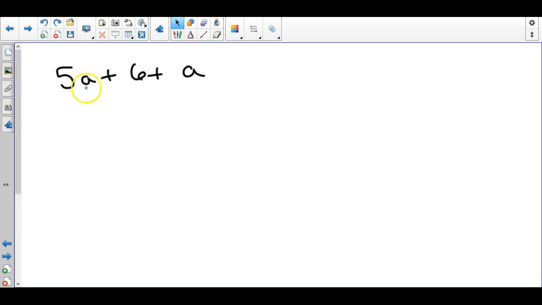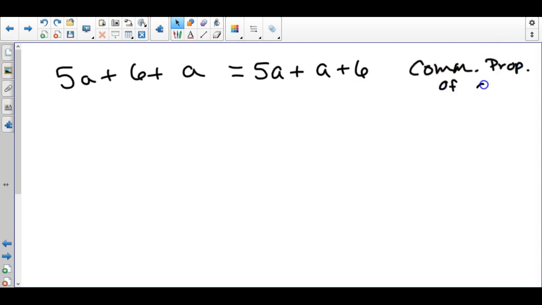So first, we would want like terms grouped together, so I'm going to move some stuff around. And we talked about moving things and said, well, that's commutative. When we're commuting somewhere, we're moving physically from one location to the other. So we used the commutative property of addition here. Commutative, I'm not going to write the whole thing, of addition. We moved it around.